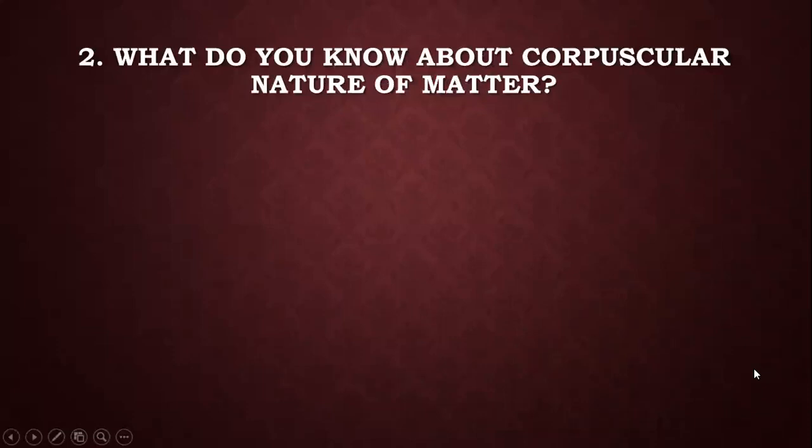What do you know about the corpuscular nature of matter? Corpuscular nature of matter means how the scientists thought about the nature or the composition of matter. The basic concepts about the corpuscular nature of matter are defined by three concepts. The major ones are Empedocles, then Plato, and then Aristotle.